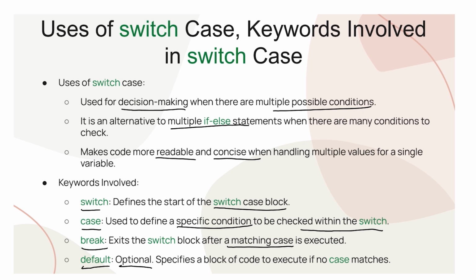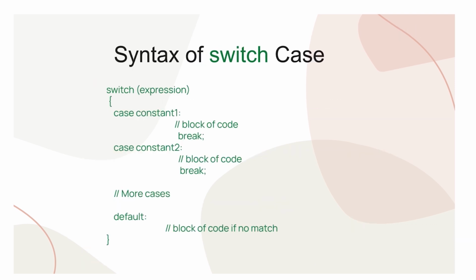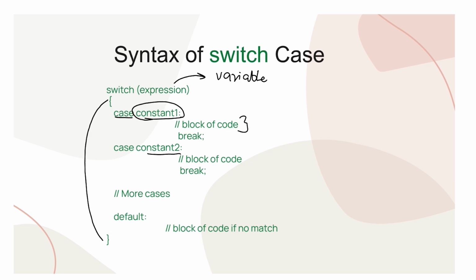So let us understand the syntax of switch case. Switch, expression. In the expression, you can specify any variable. The value of that variable is compared against the values of the cases. Moving ahead, there is a curly bracket which says this is the block of switch. Case: I want to write a case for the value evaluated for the given variable. If the value matches, then I will execute this part of the block and break.